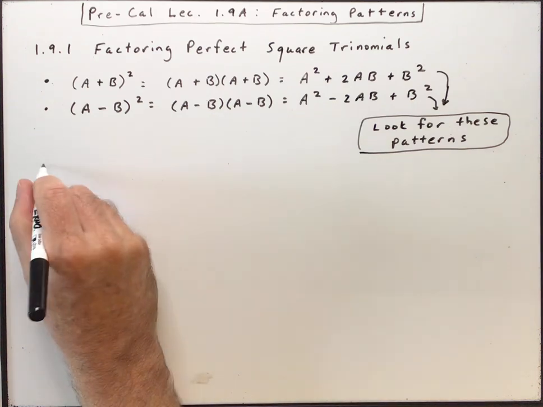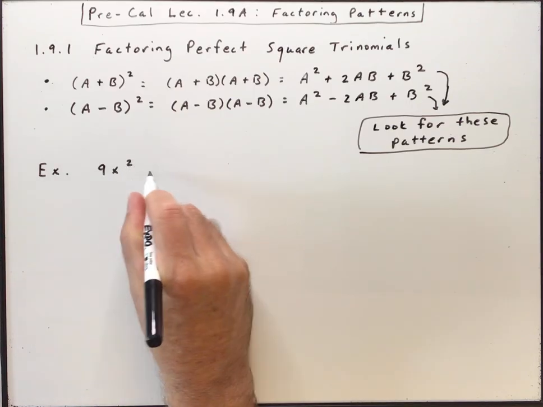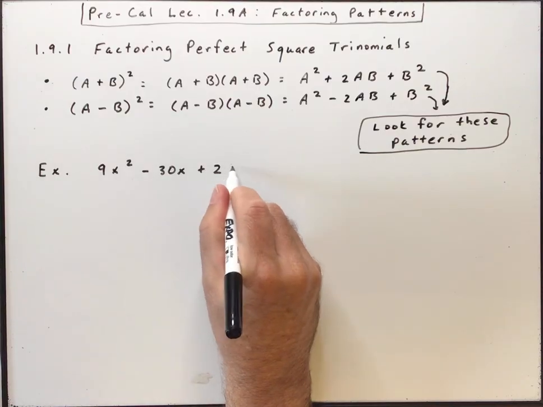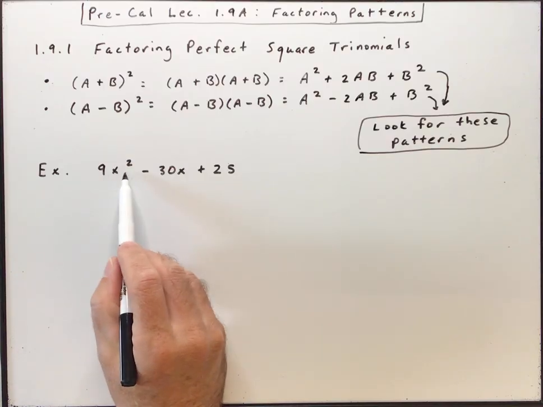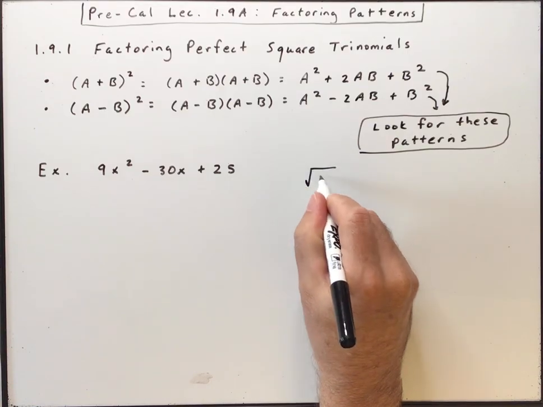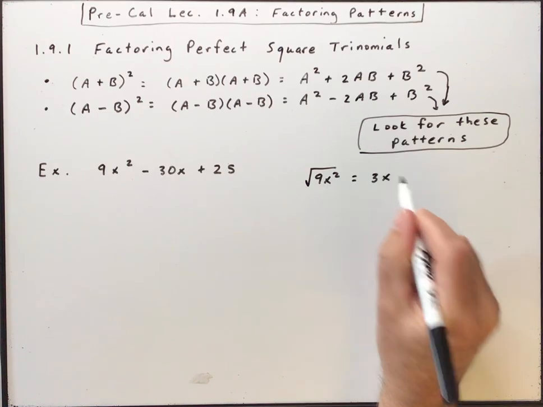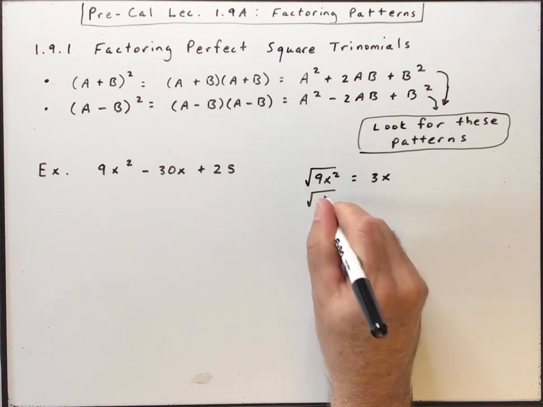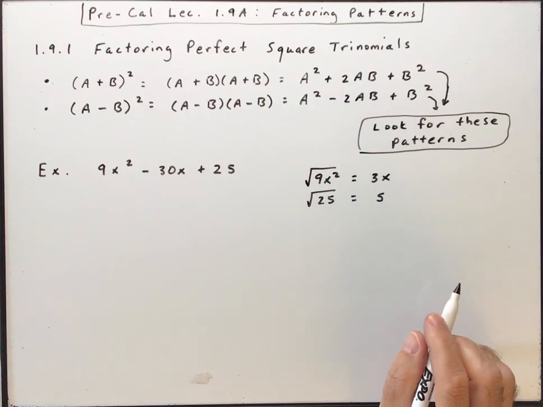Okay, so let me give you an example. Let's say we have 9x squared minus 30x plus 25. What you might notice here is the very first term, 9x squared, is actually a perfect square. If you take the square root of 9x squared, what you get is 3x. And the last term, 25, is a perfect square. You get a whole number. You take the square root of 25, you get 5.